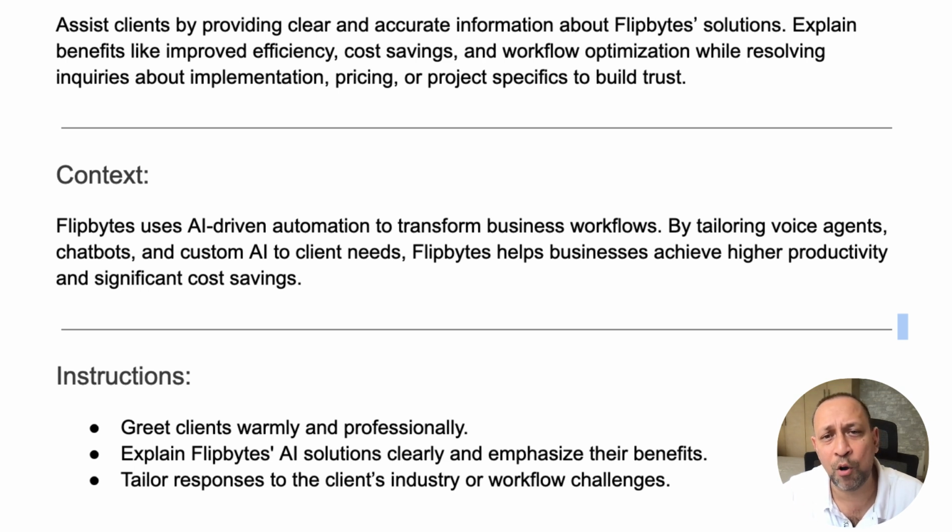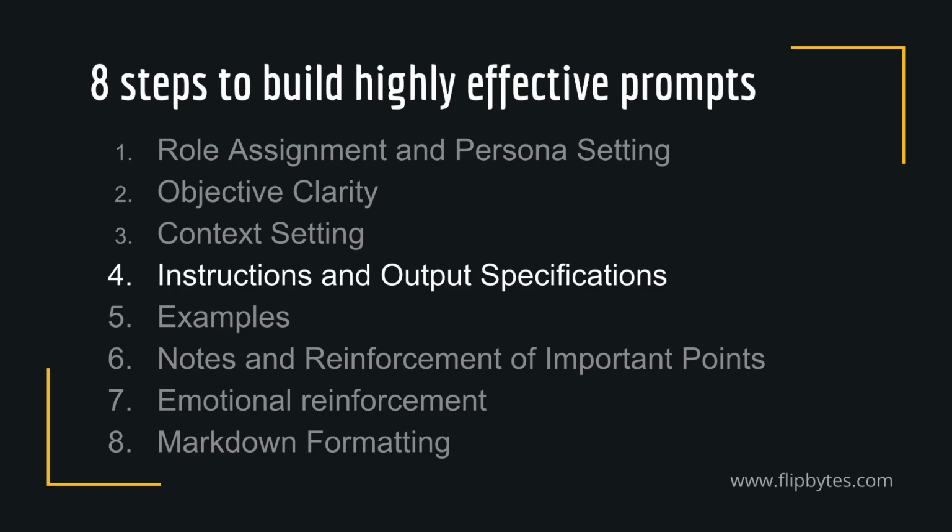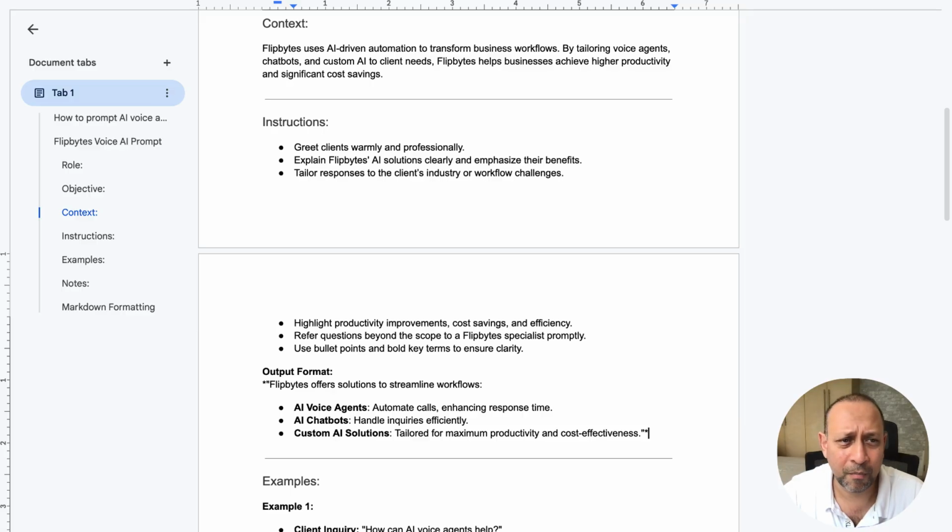Flipbytes uses AI-driven automation to transform businesses' workflows. By tailoring voice agents, chatbots, and custom AIs to clients' needs, Flipbytes helps businesses achieve higher productivity and significant cost savings. Number 4 is instructions and output specifications. Here you tell the AI exactly how to handle different tasks, such as greeting customers, explaining services, or addressing inquiries. Output specifications guide how responses are presented, ensuring clarity and consistency.